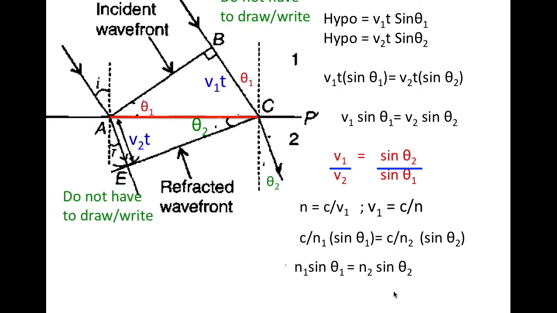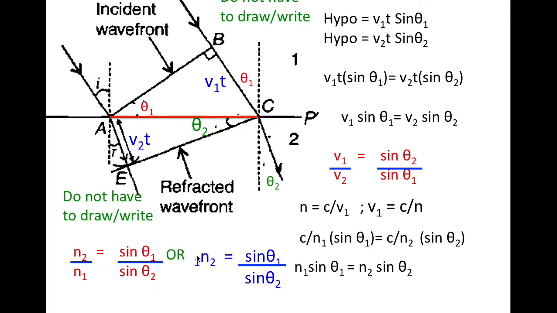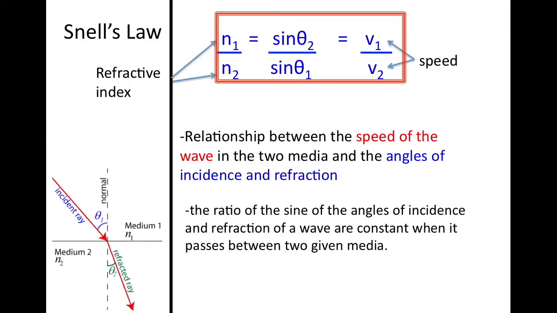If we then rearrange things, we get n sub 2 divided by n sub 1 equaling sine of theta 1 divided by sine of theta 2. Or you can also state it as this, which is showing 1 n sub 2 equaling sine of theta 1 divided by sine of theta 2. And this is just stating that the ray is going from medium 1 to medium 2.